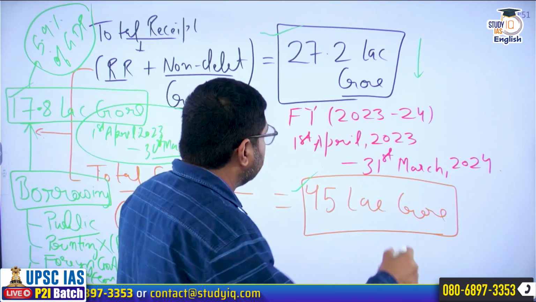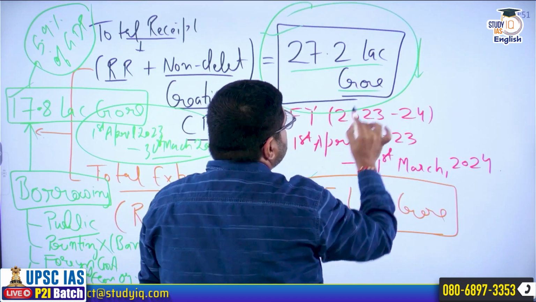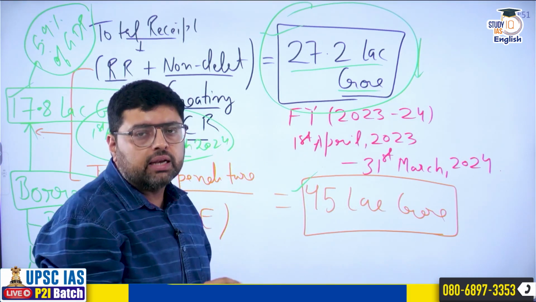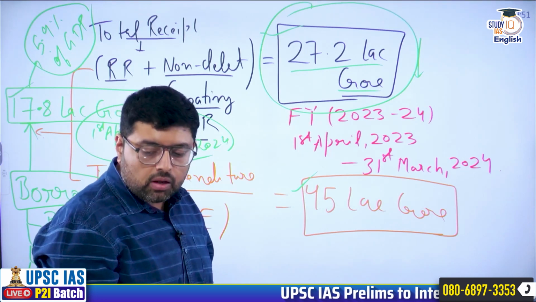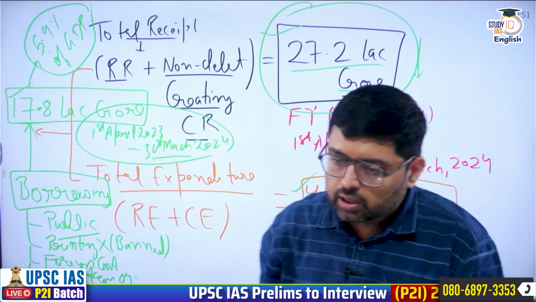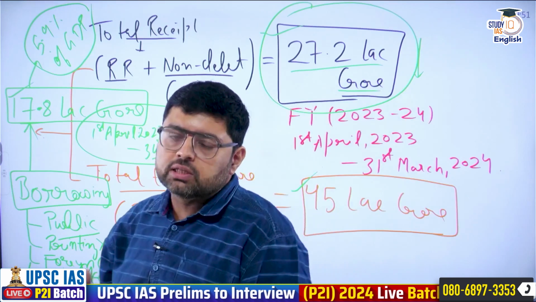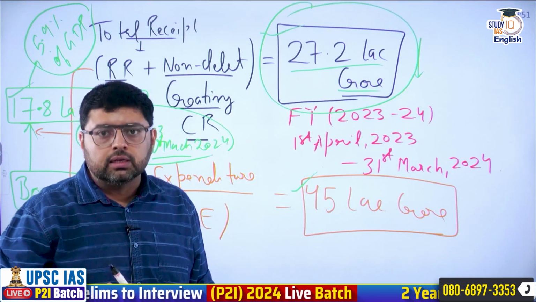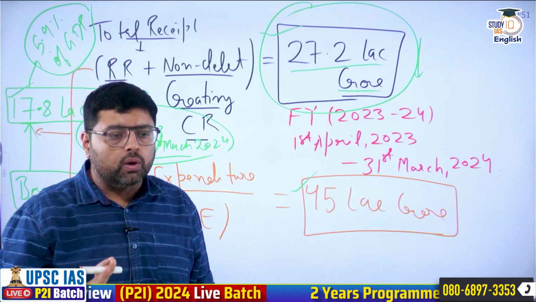Now, in today's video, we'll see how government is getting 27.2 lakh crore, or from which sources government is getting 27.2 lakh crore. That is very important, because you know that questions come directly from such areas. If you don't know what type or nature of questions come, then I'll tell you. So please see this video and you will become aware of what nature of questions used to come.